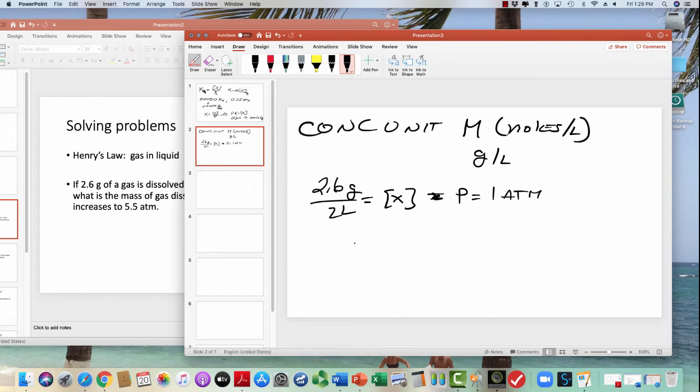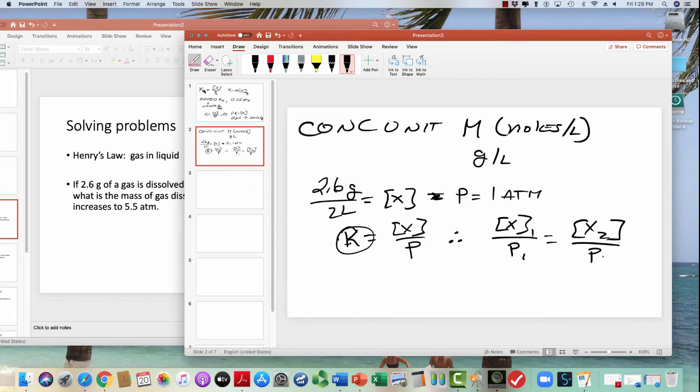Now I'm going to point out, with this equation, that the constant is equal to the concentration over pressure. This number stays the same no matter what. The temperature is constant, this remains the same, and x over P. So therefore, this is what these three triangles mean. Therefore, x at 1, pressure at 1 is equal to x at 2, pressure at 2.